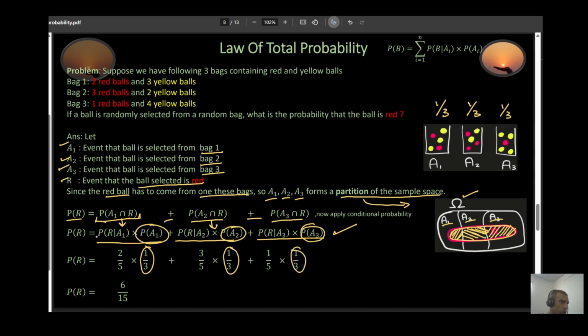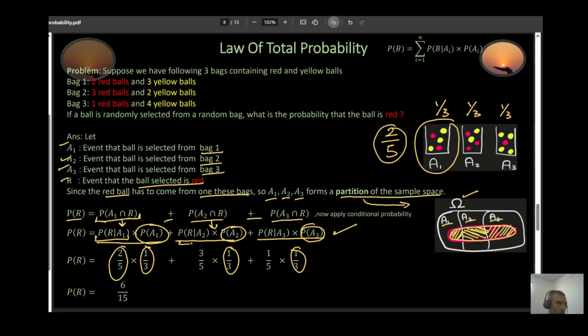All right, now let's focus on P(R given A1). This one means probability of selecting a red ball given that your A1 is true. In other words, probability of selecting a red ball from bag 1. Now, what is the probability of selecting a red ball from bag 1? Well, if you look over here, there are only 2 red balls and there are total of 5 balls. So the probability of selecting a red ball from bag 1 is 2 over 5. And this is how I come with 2 over 5 right here.